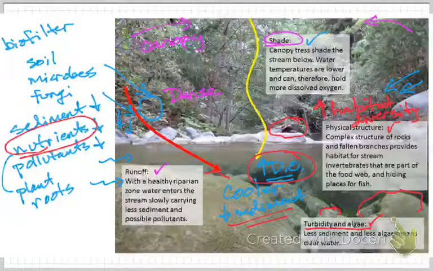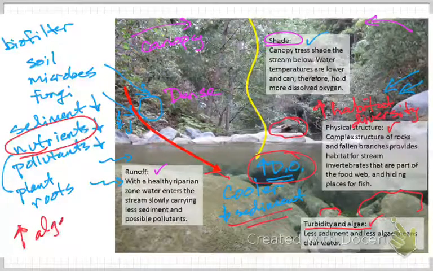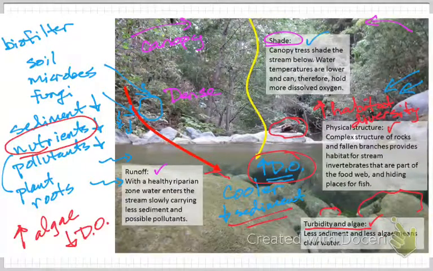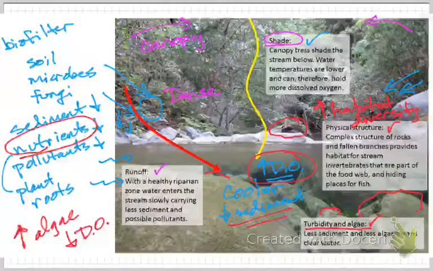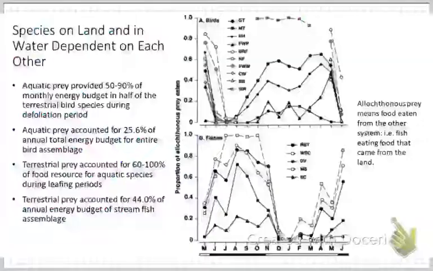But the end result of that cultural eutrophication is if you have too much algae, if your algae go up too high, you can actually get a decline in dissolved oxygen. And it seems a little counterintuitive at first because plants produce oxygen, but I'll explain why that actually results in overall loss of dissolved oxygen.